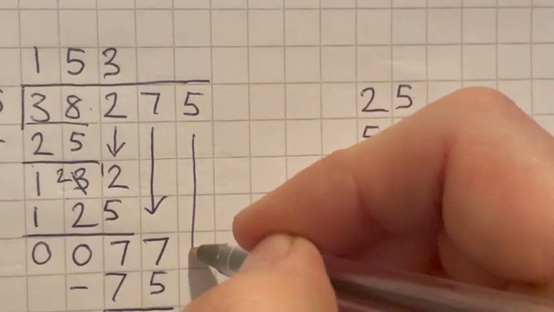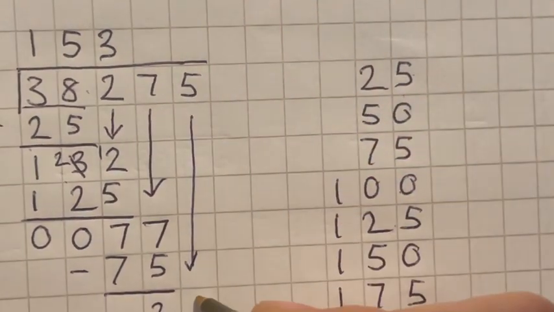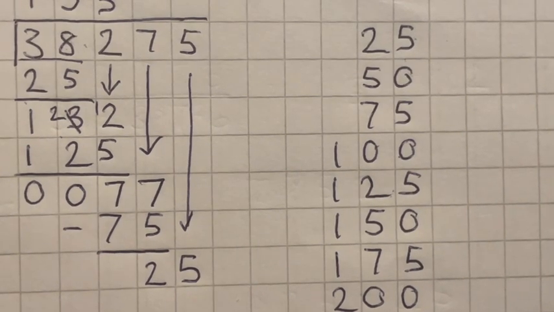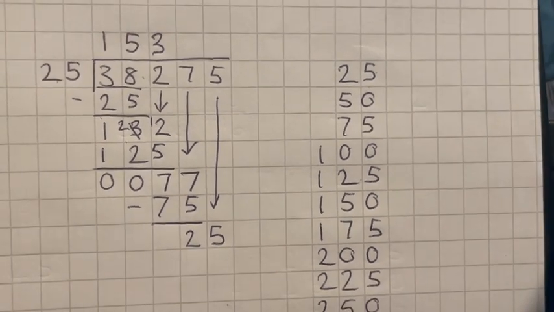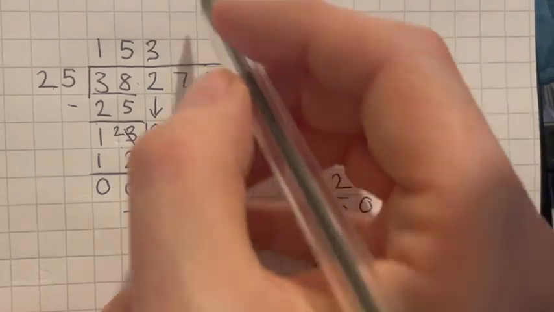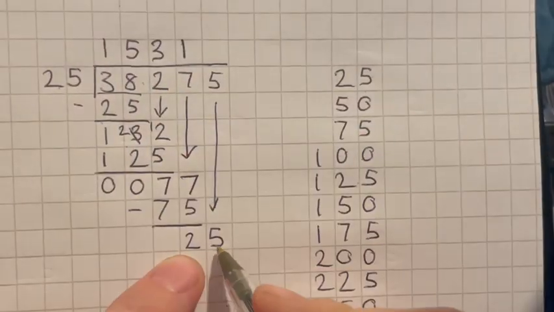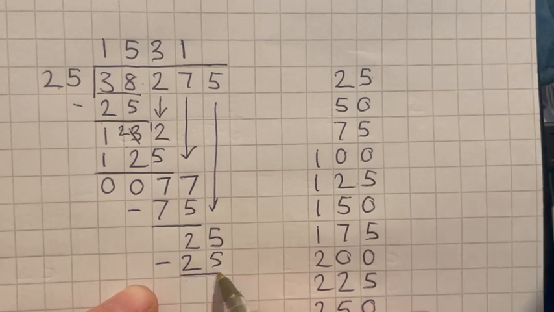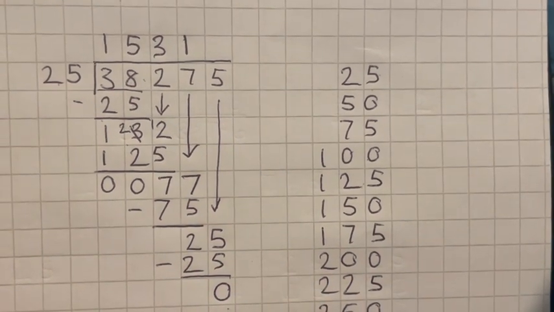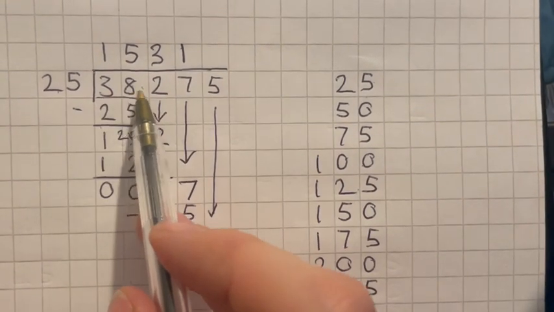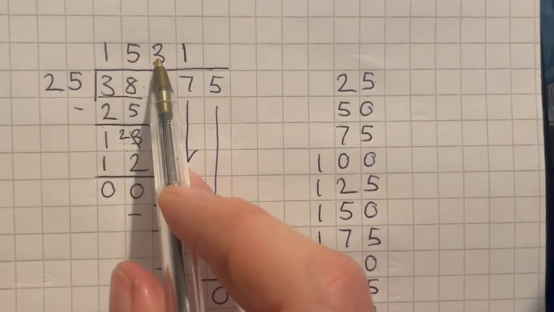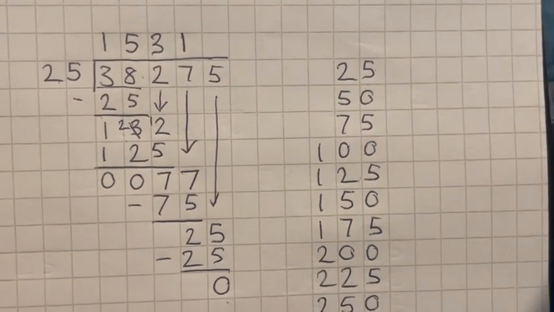Bring down the final digit, which is 25. Okay, you can see that. I zoom out a tiny bit. So that would be one group of 25, and obviously if I take that away, I'm going to be left with 0, which means I have no remainders. So 38,275 divided by 25 is 1,531. I hope that made sense.